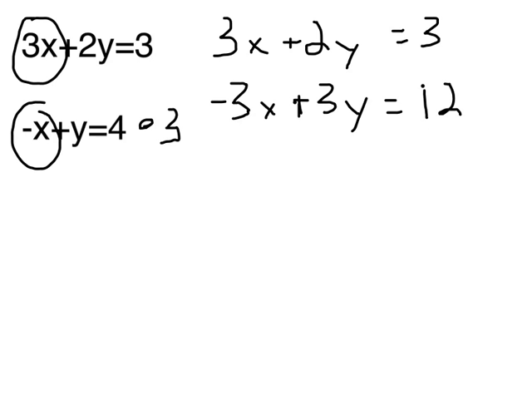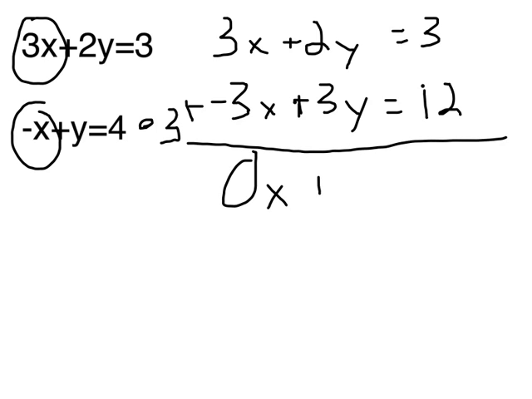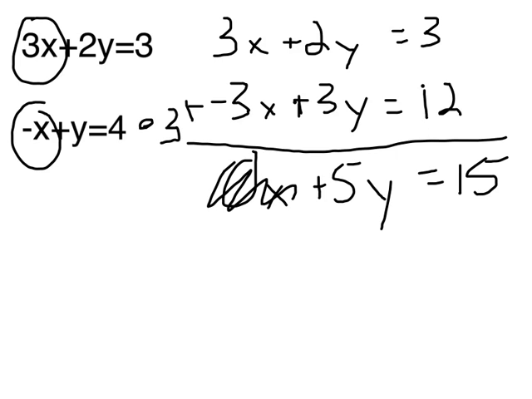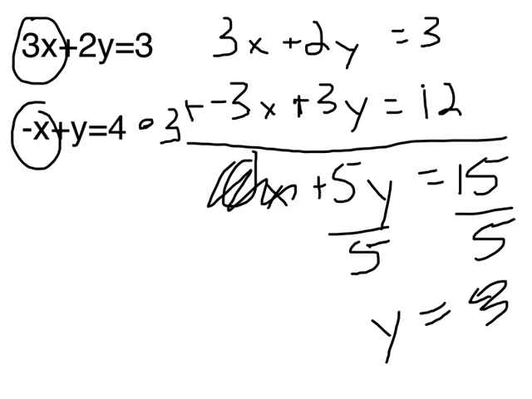Now what I'm going to do next is I'm going to add down. So I will add these two together, and I'll get 0x plus 5y equals 15. Now because this is a 0x, we can eliminate this from the equation, hence the name process of elimination. Now what we can do is solve for y. So we can divide both sides by 5, and we will get y equals 3.